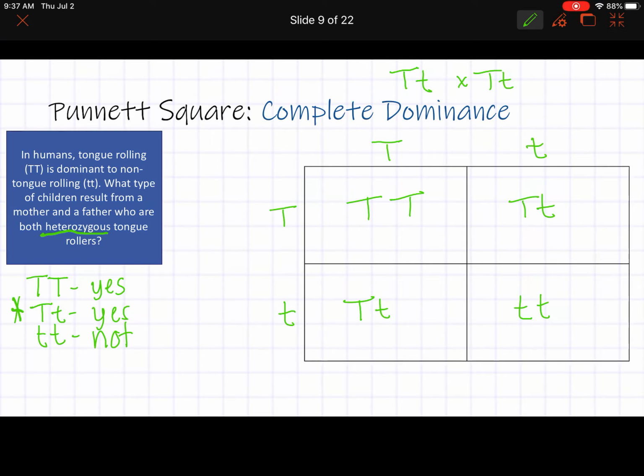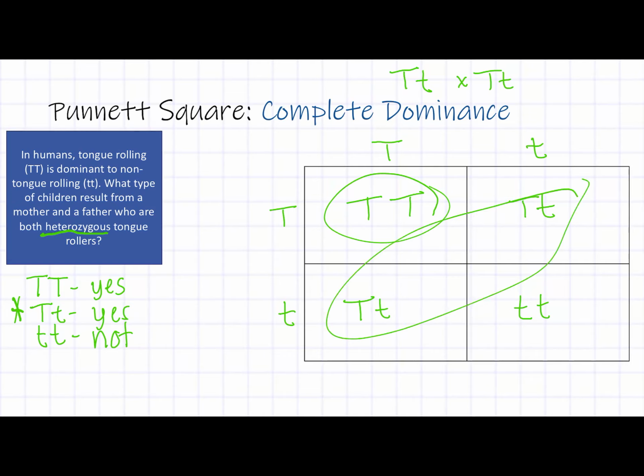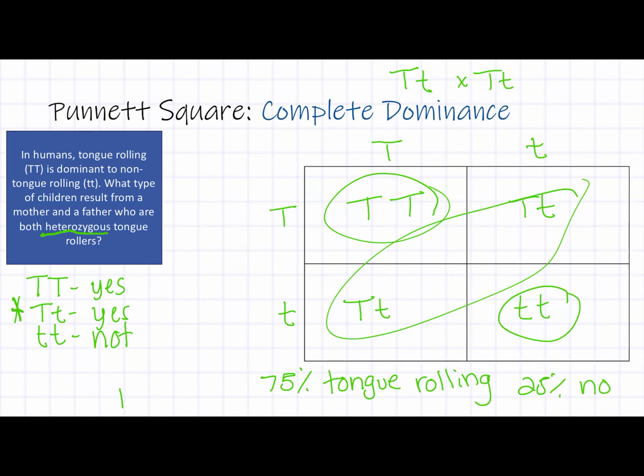So what results? We have 25% homozygous dominant, 50% heterozygous, 25% homozygous recessive, and as we saw with the P's, 75% tongue rolling, and 25% no in our phenotype. So be careful when you're completing these problems if the problem is asking you for the genotype of the offspring or the phenotype of the offspring. Because we have 3 genotypes here, but only 2 phenotypes because one of them is dominant.